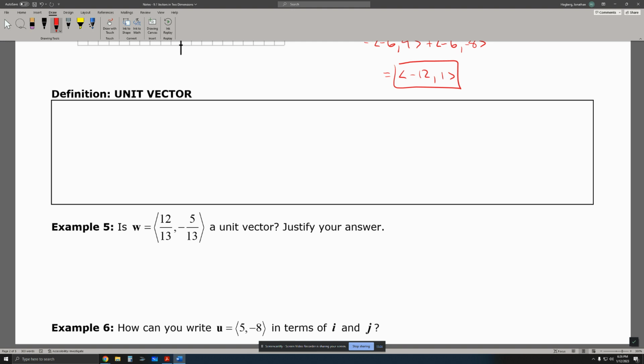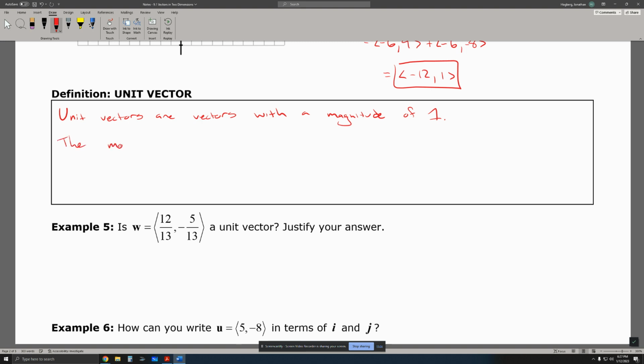Now let's talk about the unit vector. Similar to the unit circle, the circle centered at the origin with radius 1, that's that unit piece. The unit vector is simply a vector with magnitude 1. So let's write that out. Unit vectors are vectors with a magnitude of 1.